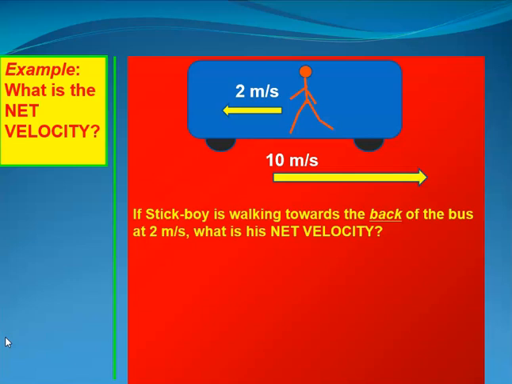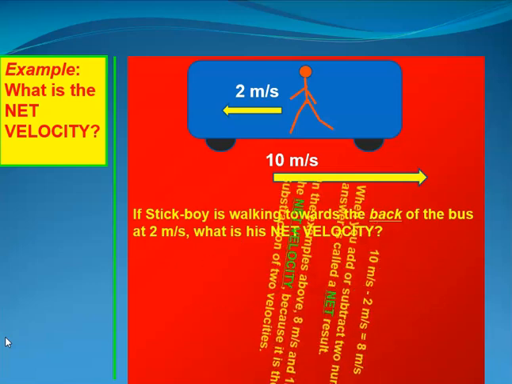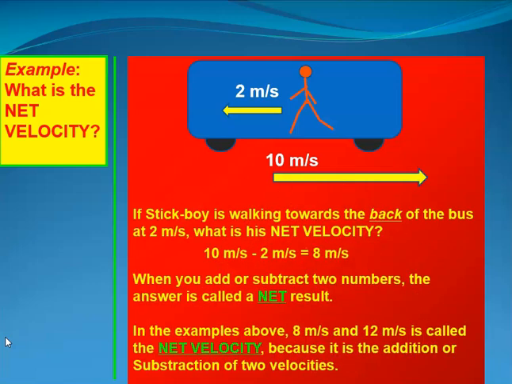If Stick Boy is walking toward the back of the bus at 2 meters per second, what is his net velocity? Again, net means you add or subtract the vectors. In this case, you subtract. So 10 meters per second minus 2 meters per second equals 8 meters per second. When you add or subtract two numbers, the answer is called a net result. In the example above, 8 meters per second and 12 meters per second is called the net velocity because it is the addition or subtraction of two velocities.